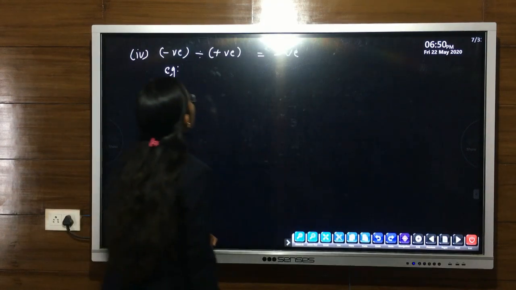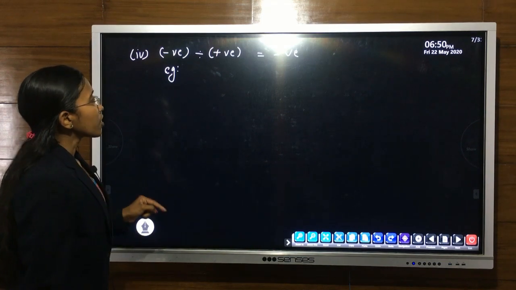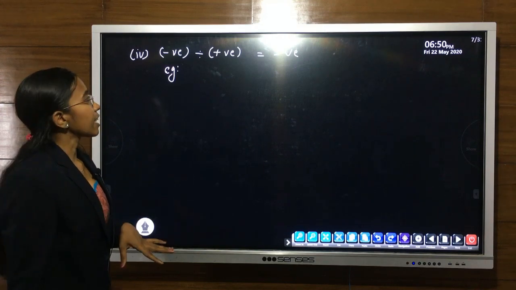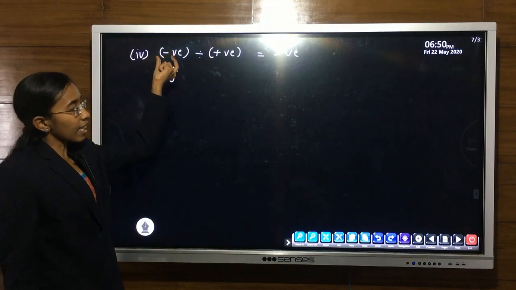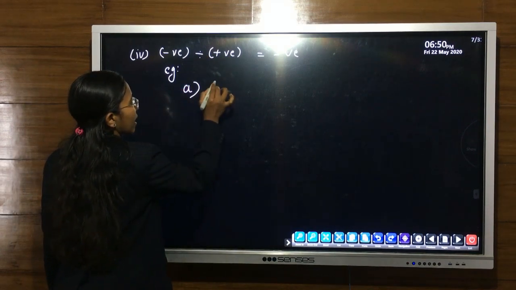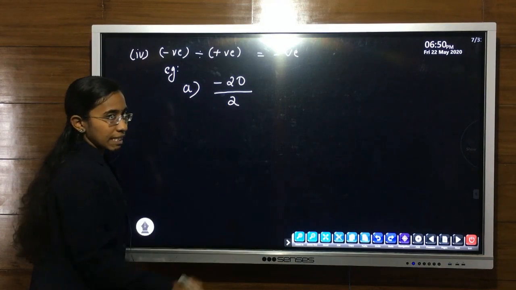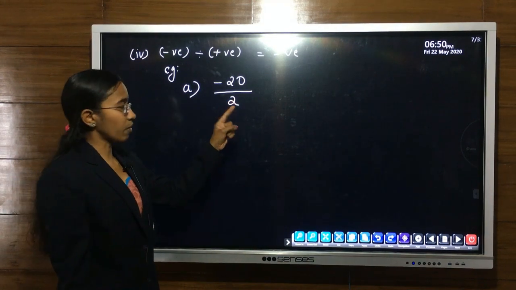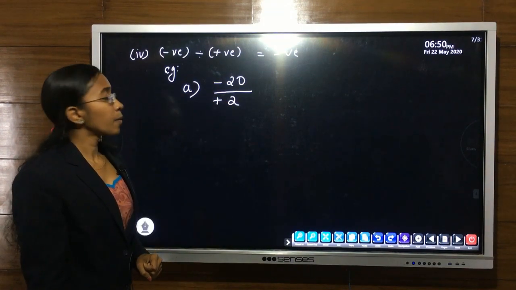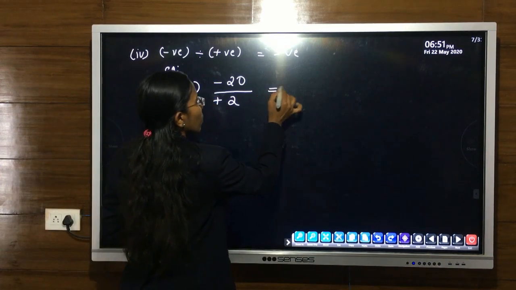And the fourth one: negative integer divided by positive integer equals negative. Here our first integer is negative and the second one is positive. So we can write it like this: minus 20 divided by 2. Simply, 2 means positive. One is negative and the second one is positive. So our answer is always negative.